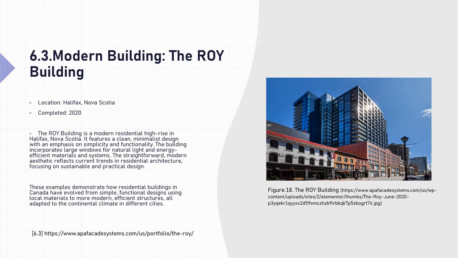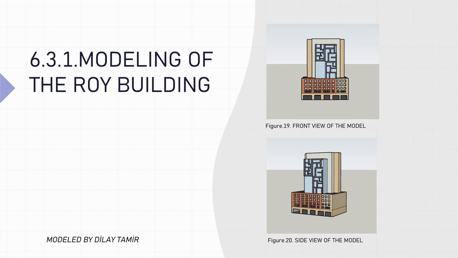All these examples demonstrate how residential buildings in Canada have evolved from simple, functional designs using local materials to more modern, efficient structures, all adapted to the continental climate in different cities. You can see the 3D model of the Roy Building from different angles.